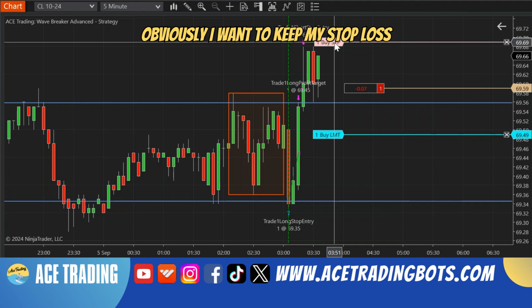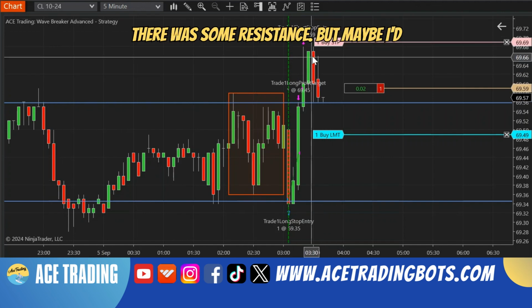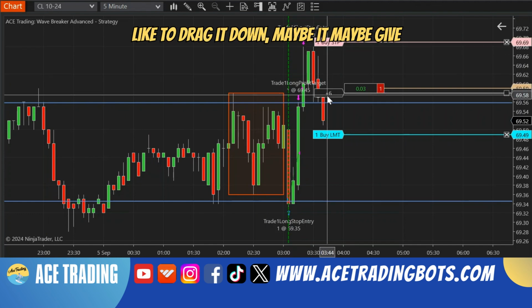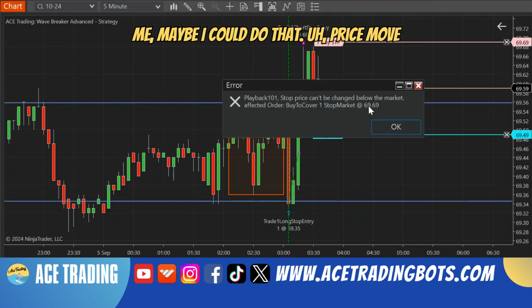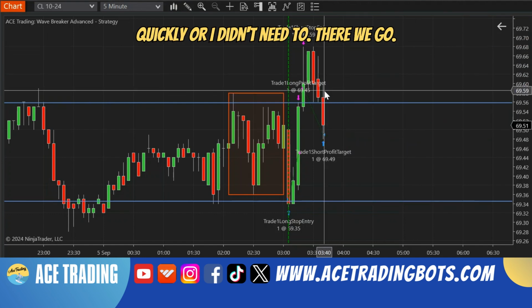Okay, so obviously I want to keep my stop loss there. It's actually a really good spot. Ten ticks is a really good spot because I look back and I could see that there was some resistance. But maybe I'd like to drag it down. Maybe I could do that. Price moved too fast for me to do that. Maybe I could quickly. Oh, I didn't need to. There we go.